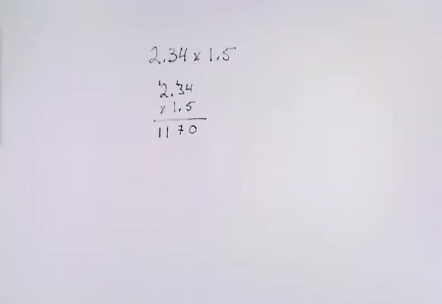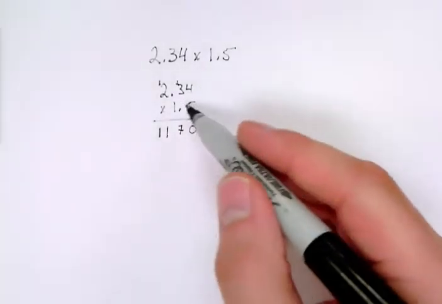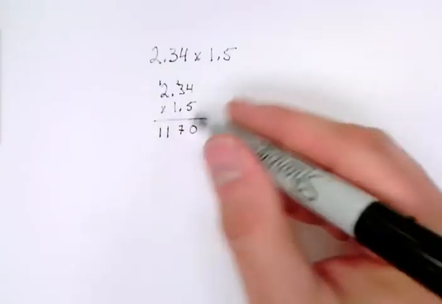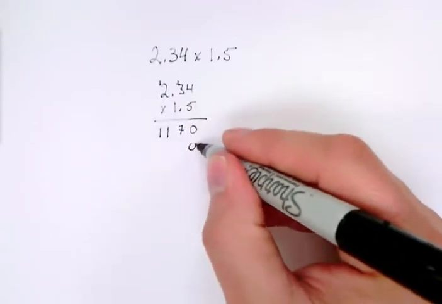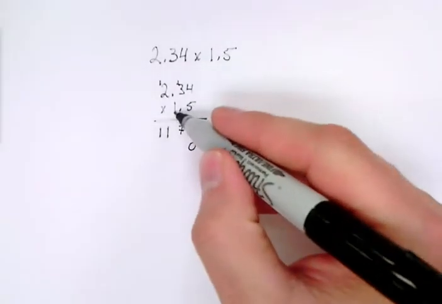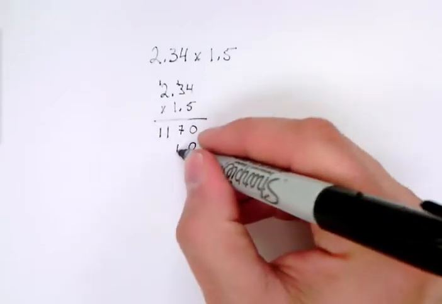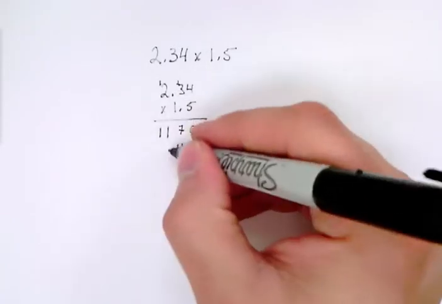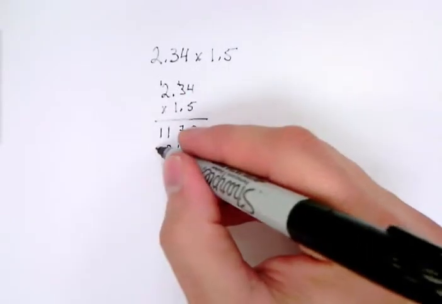Now, let's look what's happening here. Now we're done this one, so now let's look at our ones place. We're going to add a 0. We're just ignoring the decimal right now. So we have 1 times 4 is 4. 1 times 3 is 3. 1 times 2 is 2.